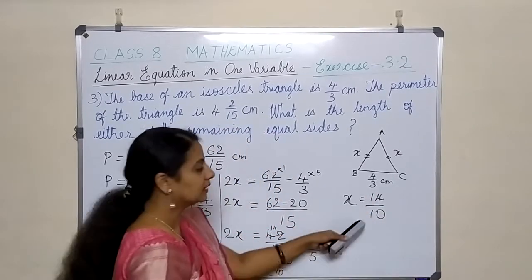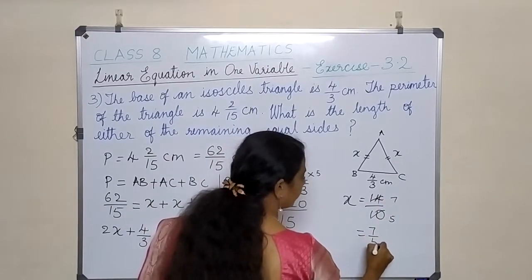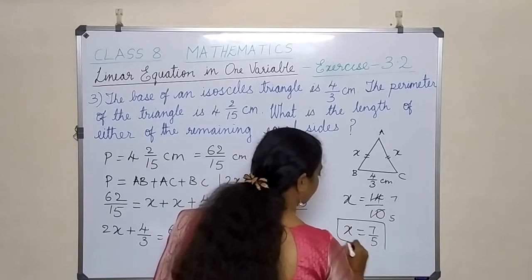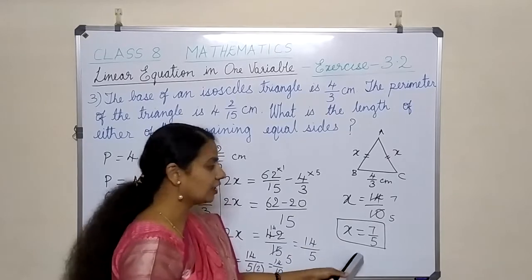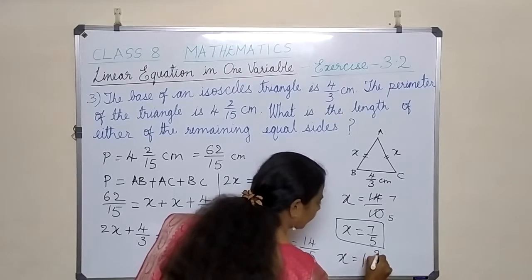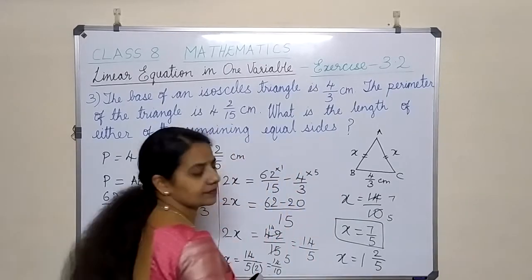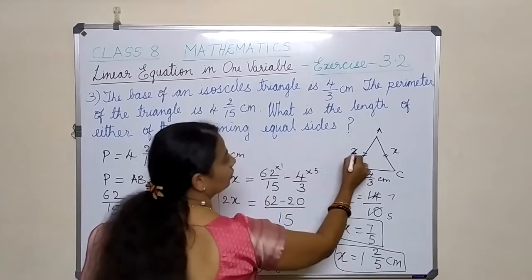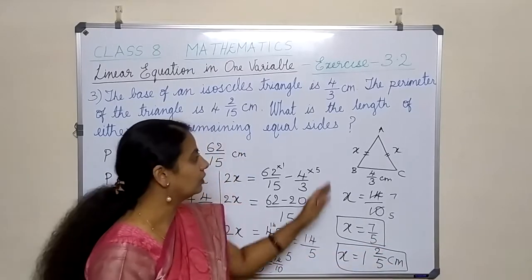Can we further simplify this? Yes. 2 fives are 10, 2 sevens are 14. So our answer is 7 by 5. Now, this is an improper fraction. Can we write this as a mixed fraction? How do we do that? 7 divided by 5 gives 1, and 2 will be the remainder, so it goes to the numerator, and 5 as it is. And centimeter. So this is the value of x. Understood, children? 1, 2 by 5 centimeters is the value of x.